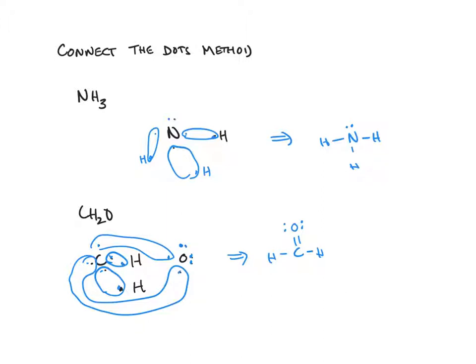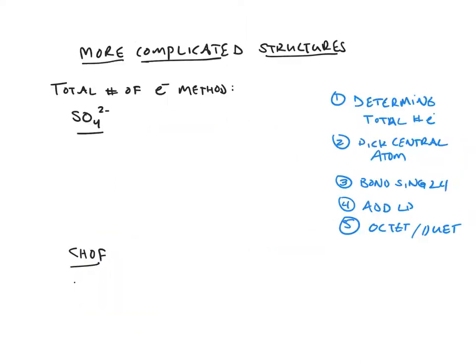It works okay. It gets a little bit more complicated, and we have to think about things like charges. So when we're drawing structures for ions, another way to think about it, rather than connect the dots, is to look at the total number of electrons within the structure. So for example, if I'm looking at SO4 2-, the sulfate ion, the first thing I'm going to do is determine the total number of electrons. Sulfur has 6, each oxygen atom has 6, and then the -2 means that I'm going to add 2 electrons to the structure. So I'm going to end up with 6 times 4 is 24, plus 6 is 30, plus 2 is 32. So I have 32 electrons that I need to account for within my structure.